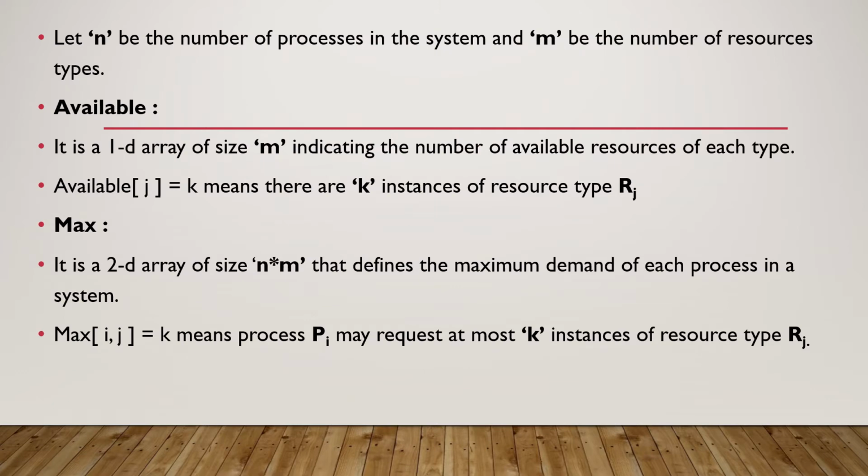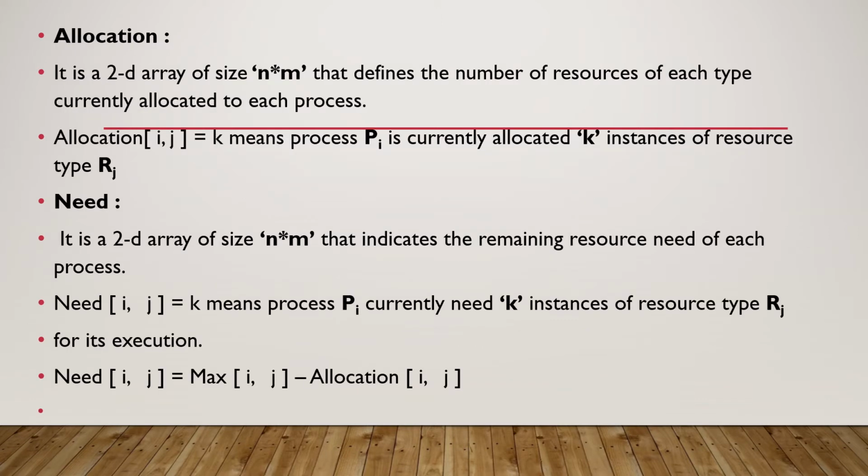Now we will see, if small n is the number of processes and small m is the number of resources, there are some data structures used like available, max, allocation and need. We will see these data structures with the help of an example.